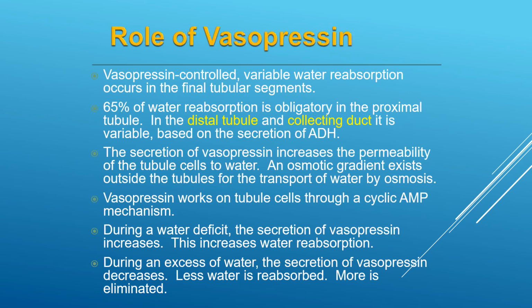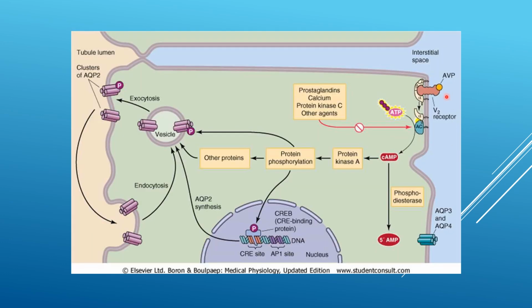Okay, so this is the mechanism of action of vasopressin. Here you can see the V2 receptor. This is AVP, arginine vasopressin, which is nothing but ADH. It binds to the receptor, and then through the adenyl cyclase or cyclic AMP mechanism, protein kinase A and protein phosphorylation, and other protein production, it inserts the aquaporins into the tubular cells so that water is reabsorbed. So that is the simple mechanism of action of vasopressin.